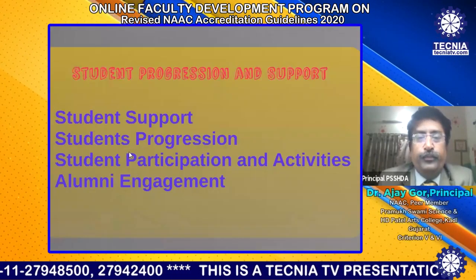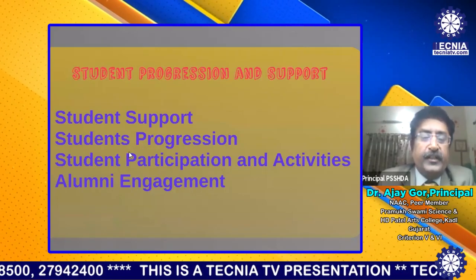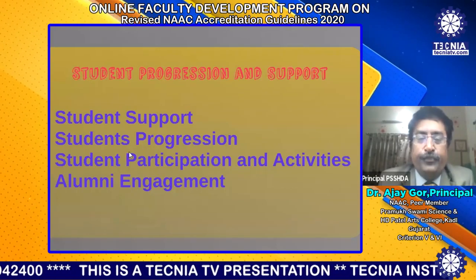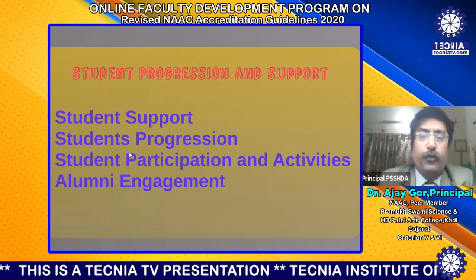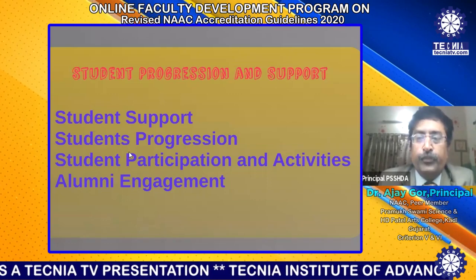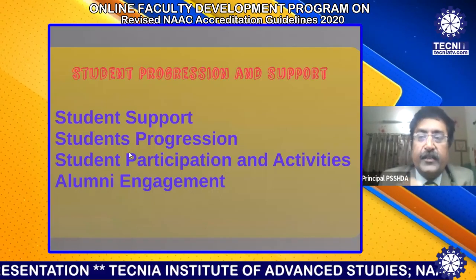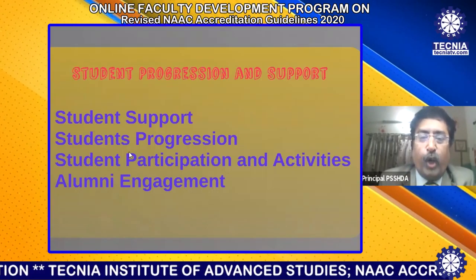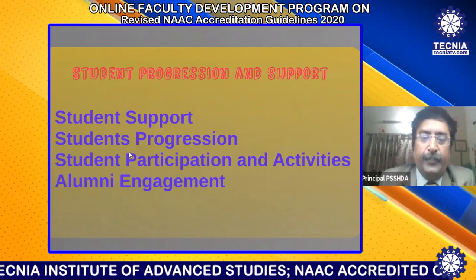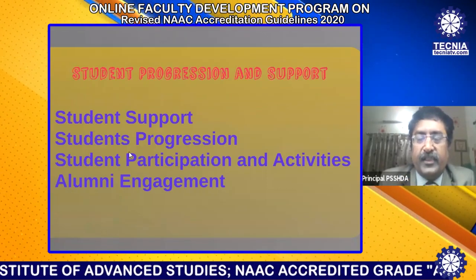Criterion number 5, that I have already mentioned, contains a total of 12 metrics. Out of these 12 metrics, we have 2 qualitative metrics, while 10 are quantitative metrics. So data are very important. We need to keep all the data perfectly for DVV verification.